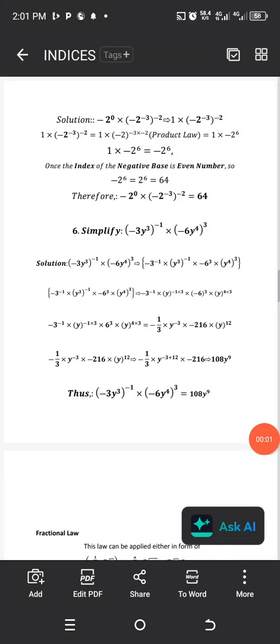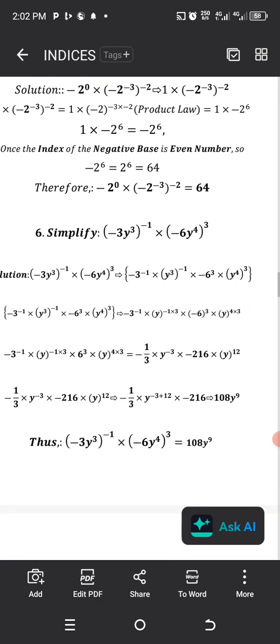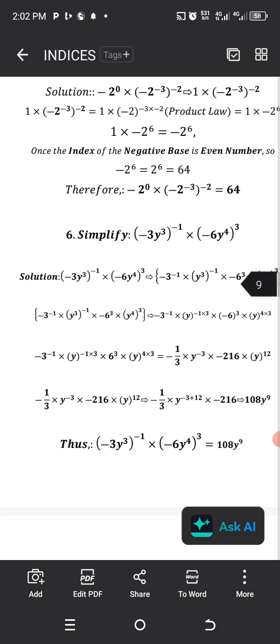So, looking at this question 6, you have to simplify parentheses in which minus 3 y raised to power 3 inside the parentheses is raised to power minus 1, multiplied by parentheses minus 6 y raised to power 4, everything raised to power 3. So how can you simplify this kind of question? That is the question you ask yourself.